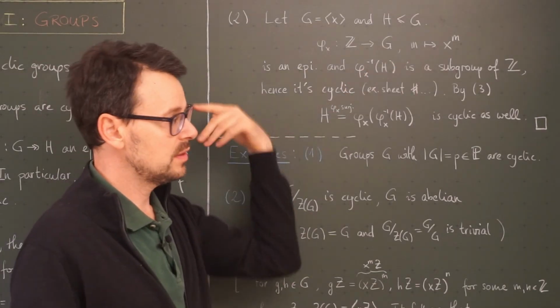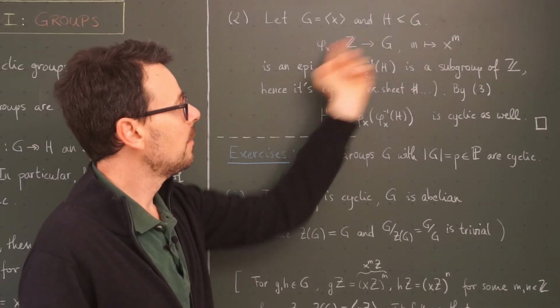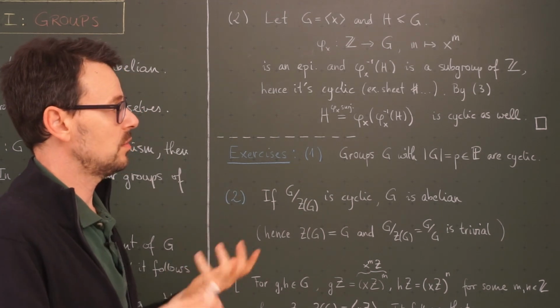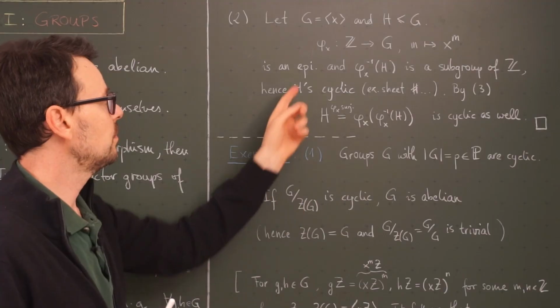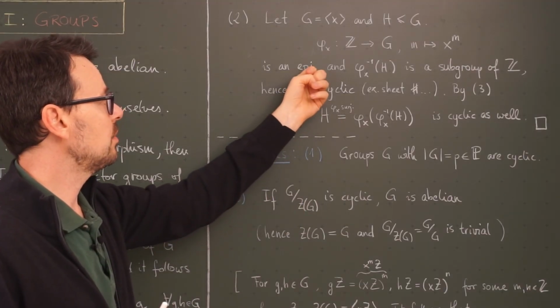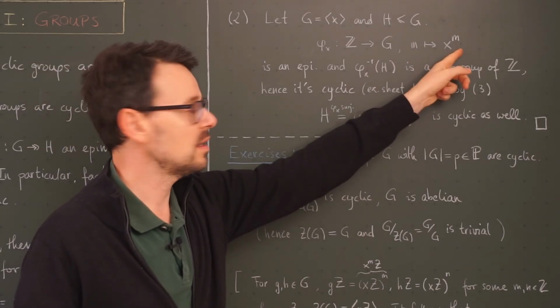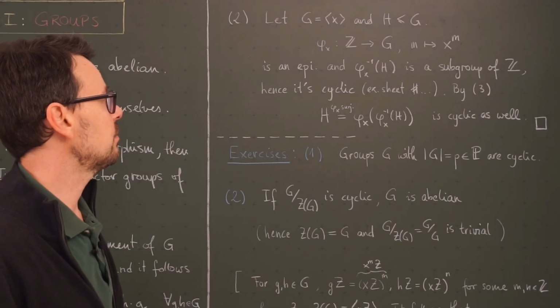We did this a long time ago, but you could do it yourself again. Make sure that this really is a homomorphism. This follows from a power law in the group. And it clearly is an epimorphism because G being cyclic means exactly that all the elements of G can be written like that, x to the m, where m runs through the integers.